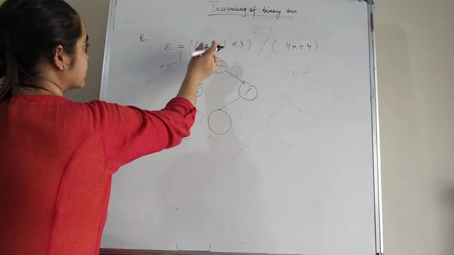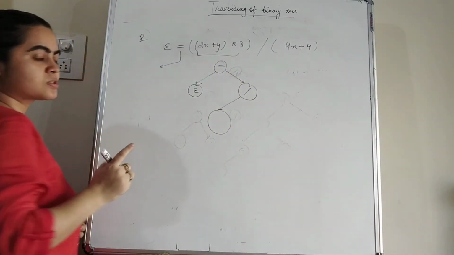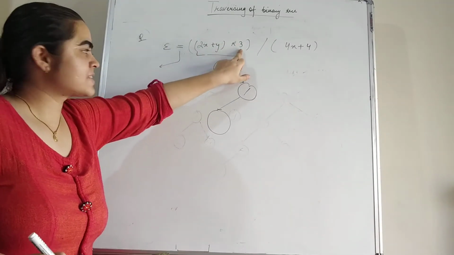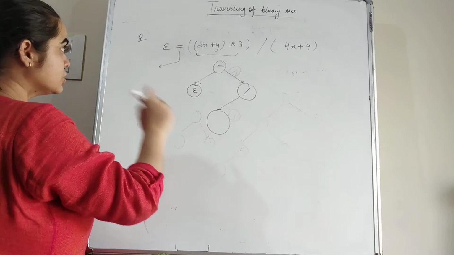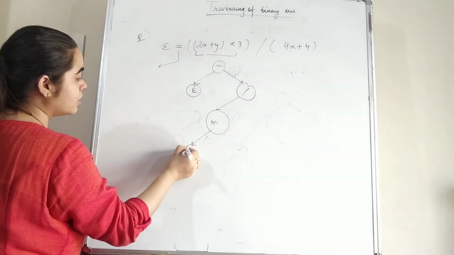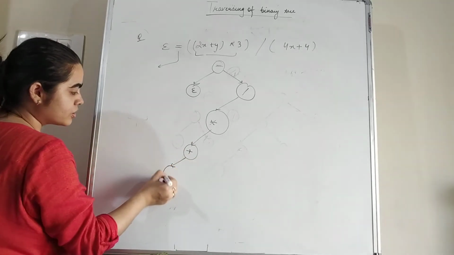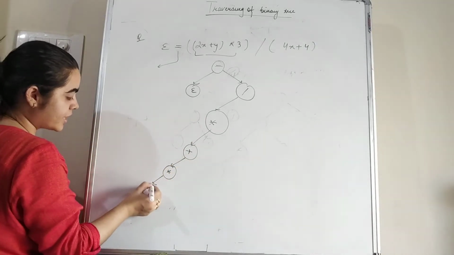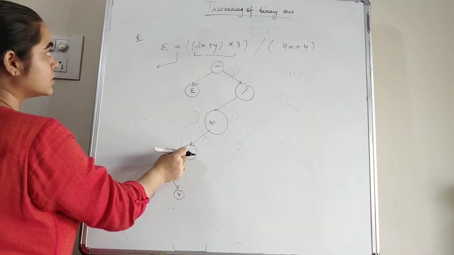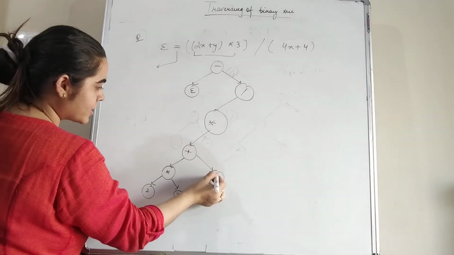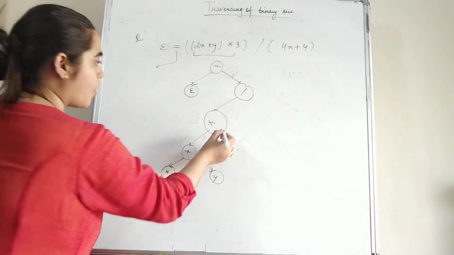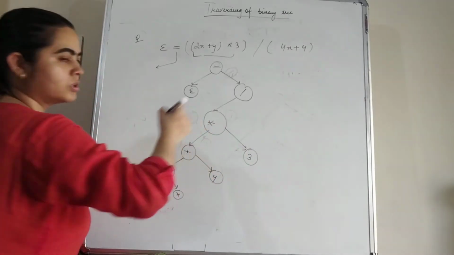Now see students, again this expression is divided into two parts. One is 2x plus y, while second part is 3. In between you have to put cross, and on the left side you write plus, and again on the left side you write cross, then 2 and x. So that means 2 into x plus, on the right side y. So 2 into x plus y multiply by, and on the right of this you put 3.